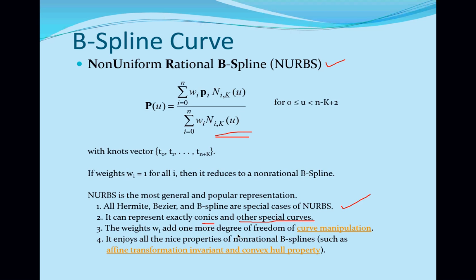The weight W is added as one or more additional degrees of freedom for the curve manipulation. So this is the weight we are adding to manipulate the curve. It enjoys all the nice properties of the non-rational B-spline, such as affine transformation invariance and the convex hull property. So it has the convex hull property, which encloses the polygon.